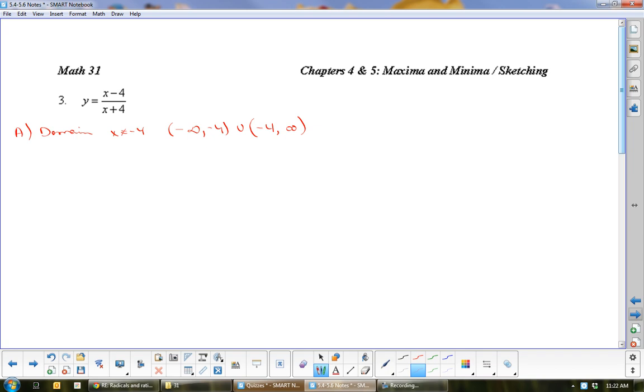Okay, so this is maybe something that you just want to put a box around. Most times the rational expression keeps reminding you that that's not going to be a good spot.